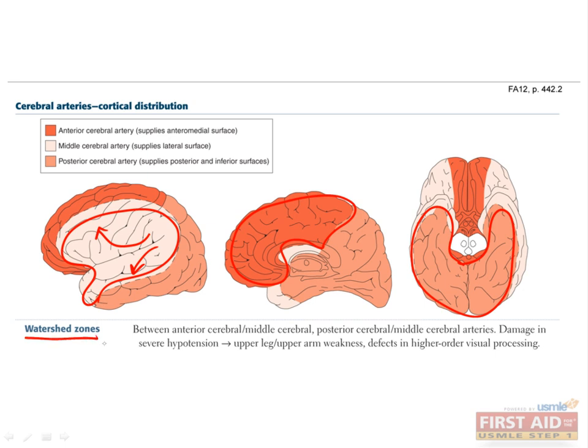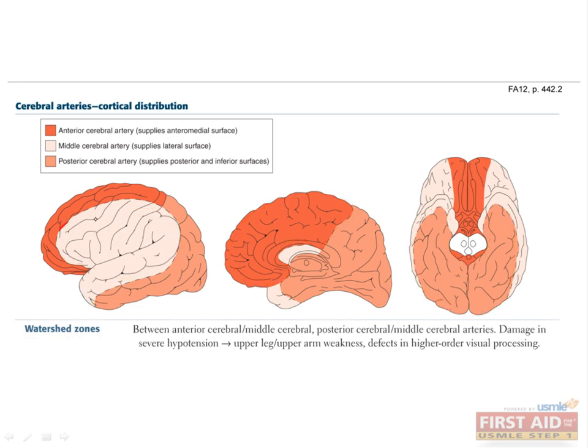Watershed zones are those areas most susceptible to hypoperfusion, and they occur between the ACA and MCA, and then again between PCA and MCA. The ACA-MCA junction mediates the proximal arm and leg areas of the motor homunculus. Thus, an infarct here produces a man-in-the-barrel syndrome, where these patients are able to walk, but their arms dangle and their hips are weak.